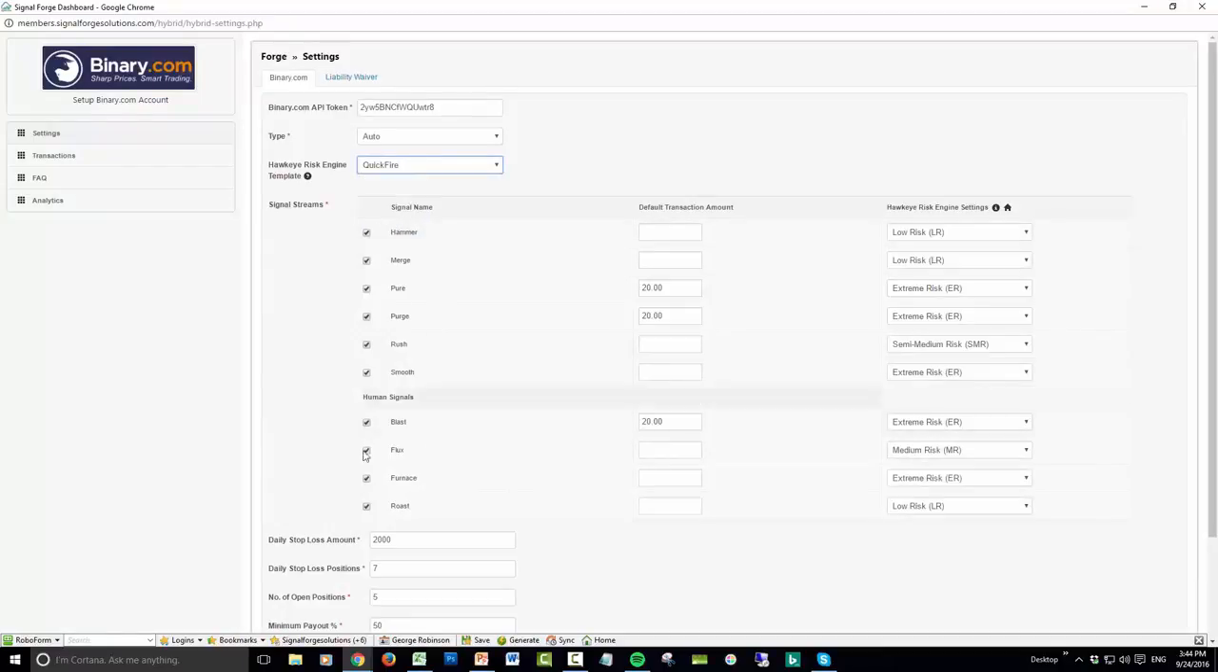So quickfire has every system turned on, but these are the settings that they've got over here for the risk management on each system. If you change any of that, make sure you go back and put in your default transaction amount. Again, this can be any amount you want. This can be different per system, so you could be doing $50 on hammer and $10 on merge if that's what you want to do. You just do it however you want to do it. Personally, we've got everyone set on 20 for our account.